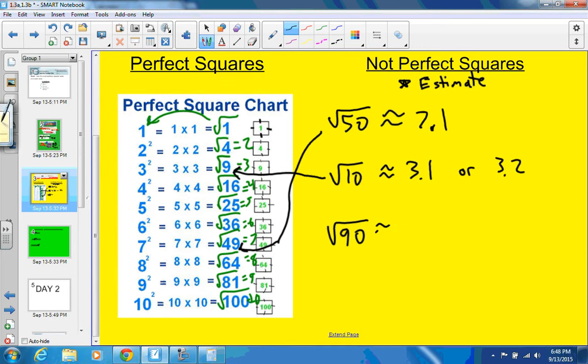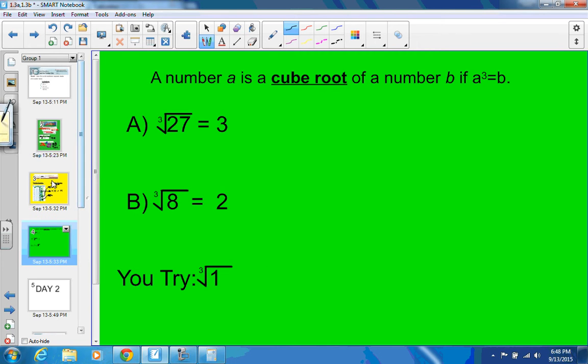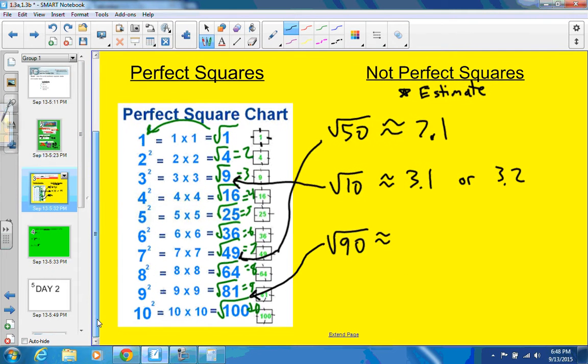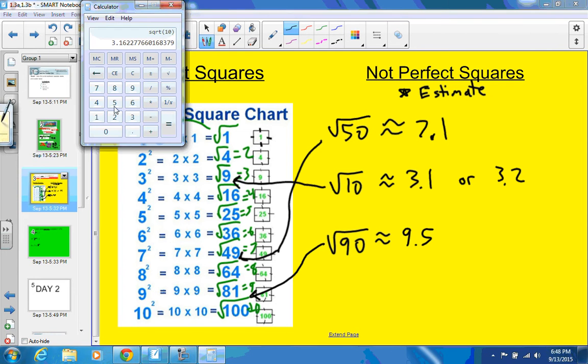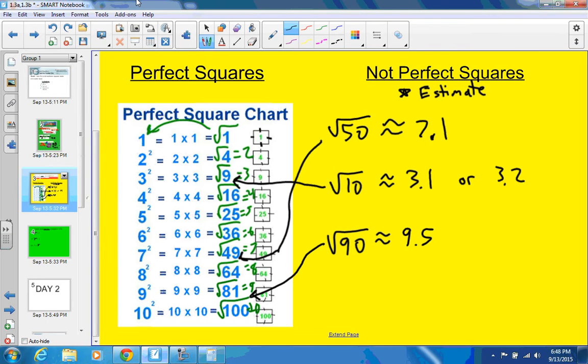Now let's try the square root of 90. That's not going to be a perfect square, so we have to estimate. It's almost right in between those two. So the square root of 81 is 9, the square root of 100 is 10. So why don't we go right between that and say 9.5 is going to be your answer. And if you check here, 90 and then I do a square root symbol, just under 9.5. Okay, so that's how you estimate square roots if they're not perfect squares. So I'll give you an example of that to do right now.